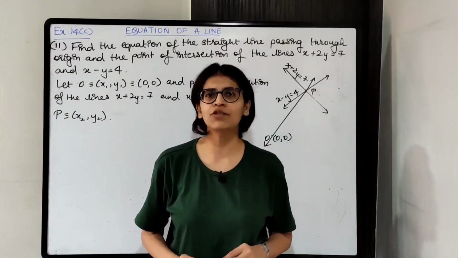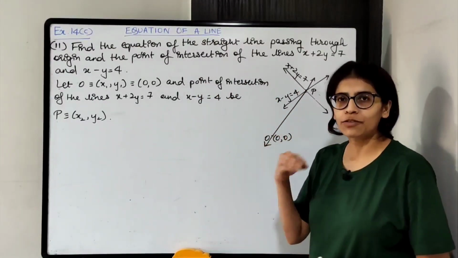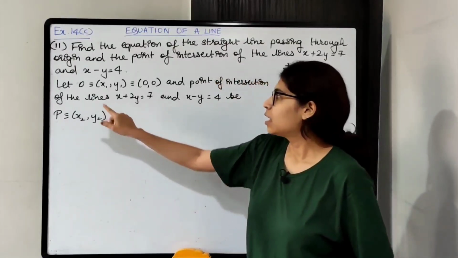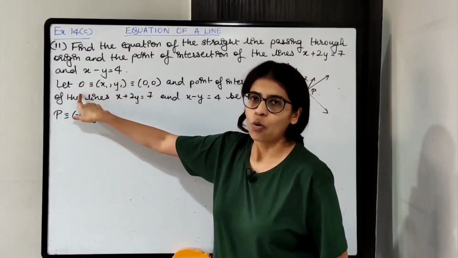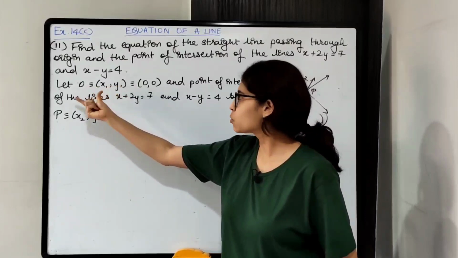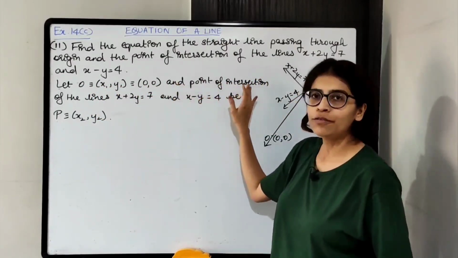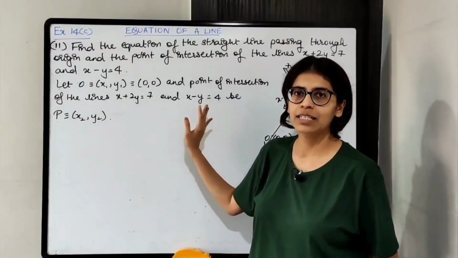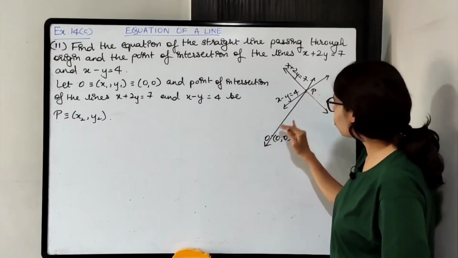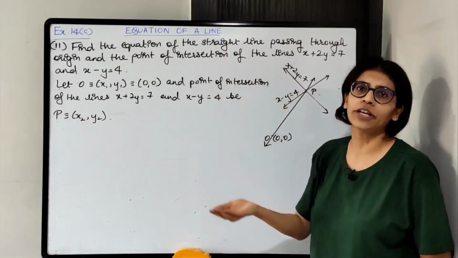Draw the figure, students. It will be easy for you to understand. Now we have to write down a few statements. There is only one statement in fact. Origin we have named as O, and the coordinates we have named as x1, y1. So O is x1, y1, which is 0, 0. And the point of intersection of the two lines is P, that is x2, y2. So these are the 2 points O and P, two points through which the line is passing, and we have to find out its equation.